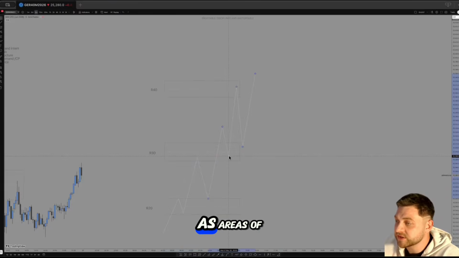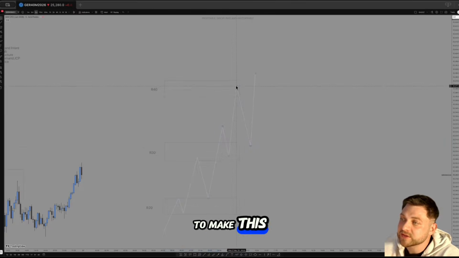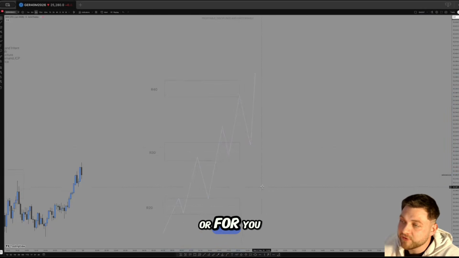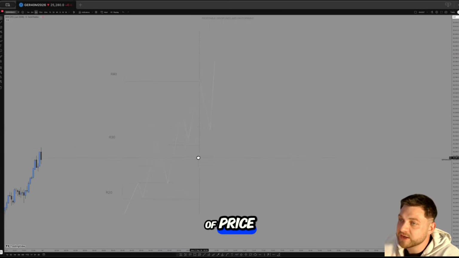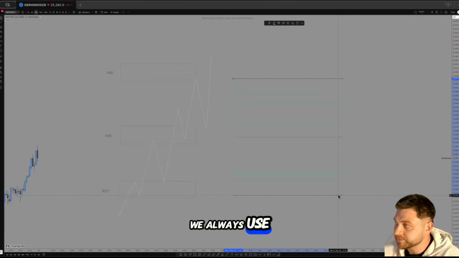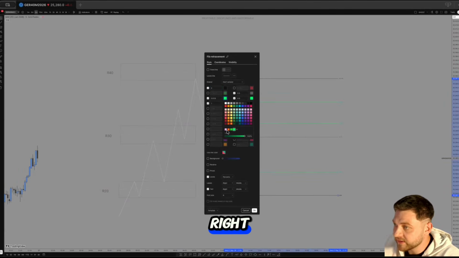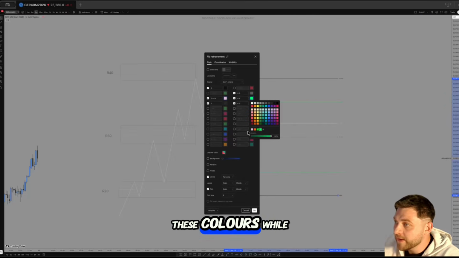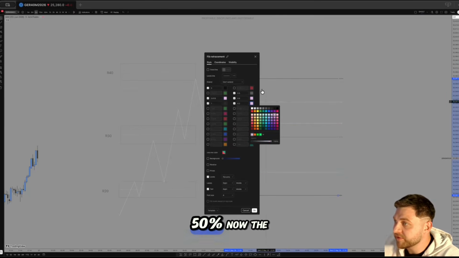And you can look at this as areas of support, resistance, whatever terminology you want to use to make this easy for you to understand or for you to take your trading to the next level. You just need to be able to see that in an area of price, a range, we always use the following levels as ranges. And I want to just change these colors while I'm at it. But these following ranges that we use, you get the 50%.